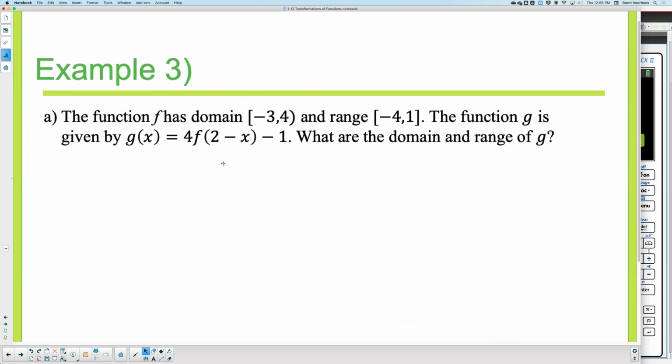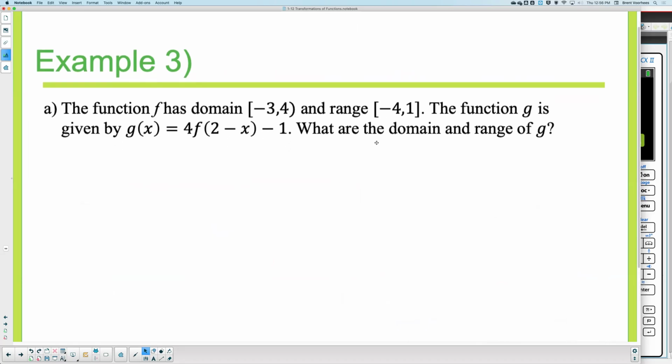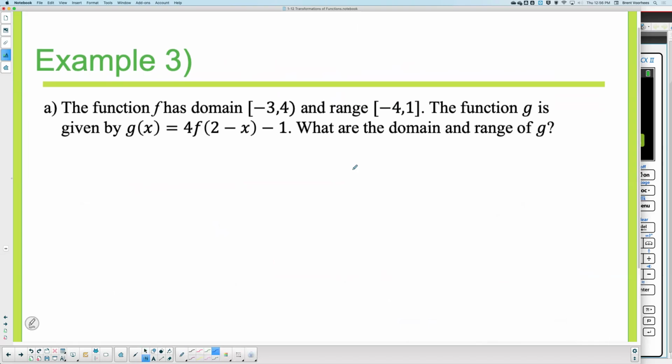Example 3a. It says the function f has this domain and this range. The function g is given by this. What are the domain and range of g? So what I'm going to do here is take away all the graphing, all that, and just get simple math. So I want you to see it just following the simple summary I gave you.